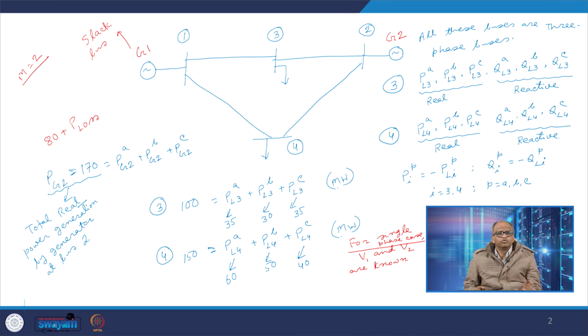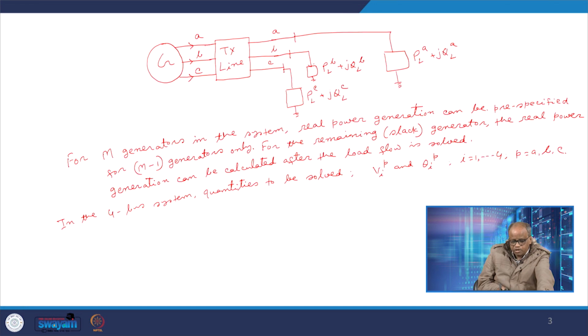But for the 3 phase case, these 3 voltages can be totally unbalanced. That means V1A may not be equal to V1B, may not be equal to V1C. Therefore, for the three phase case, I really cannot pre-specify what V1A, V1B, V1C are, and neither can I assume that this generator terminal voltage will always be balanced.